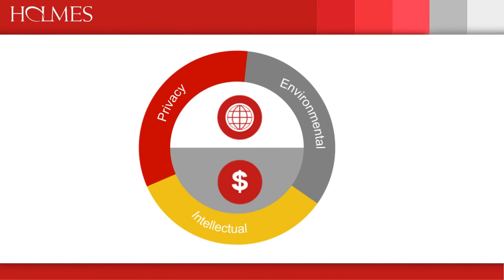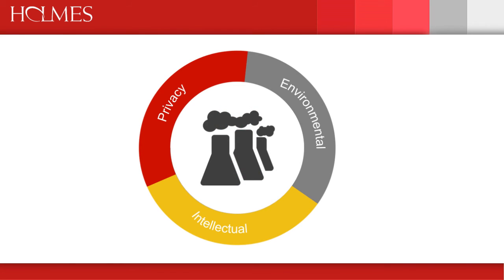Now let's discuss emerging ethical issues in business. The three main categories are related to environment, intellectual property rights, and privacy. Environmental concerns are creating ethical issues for individuals, organisations, and public policy makers.